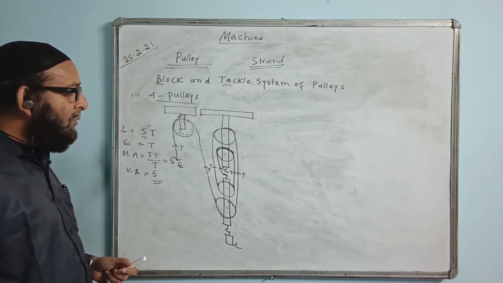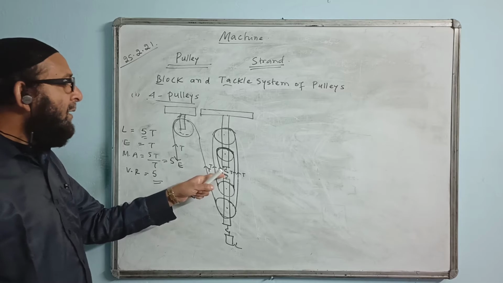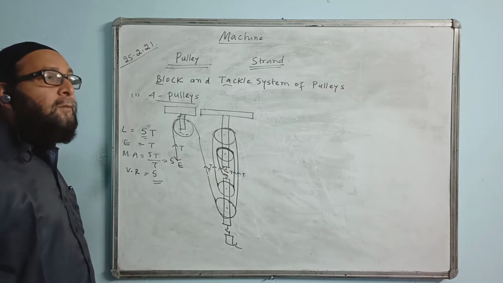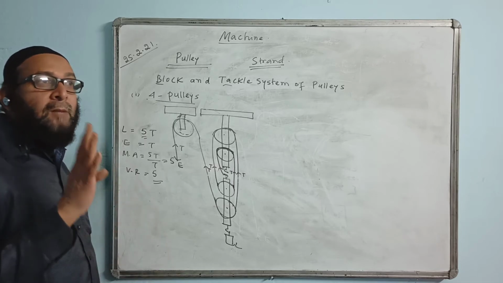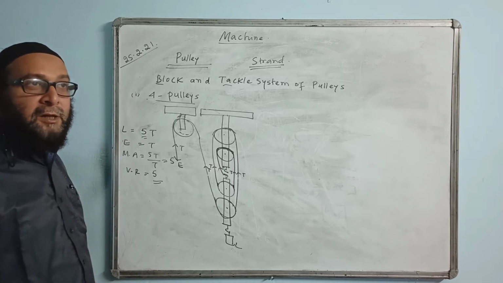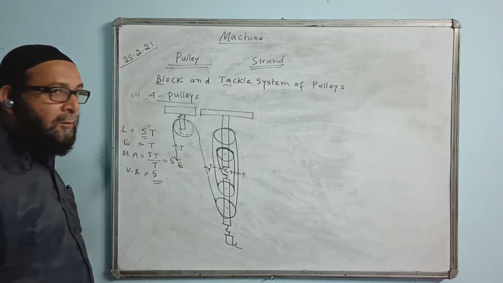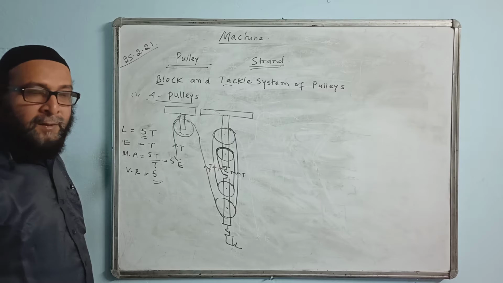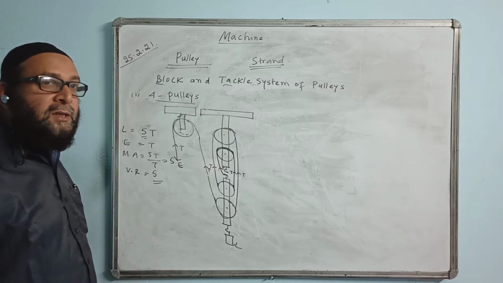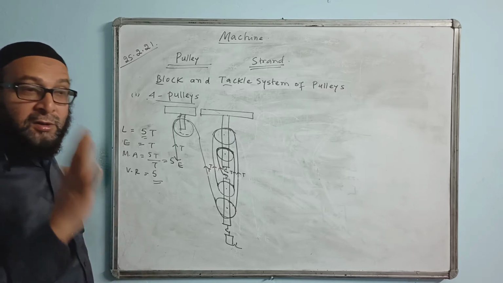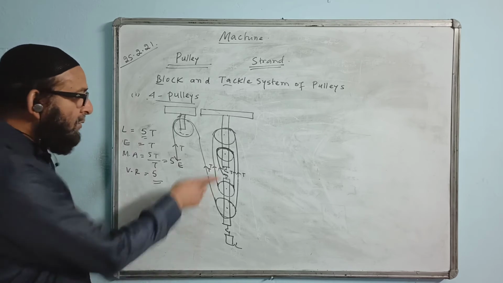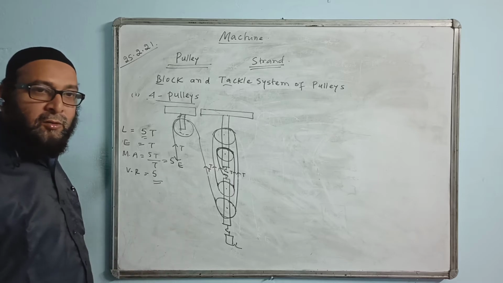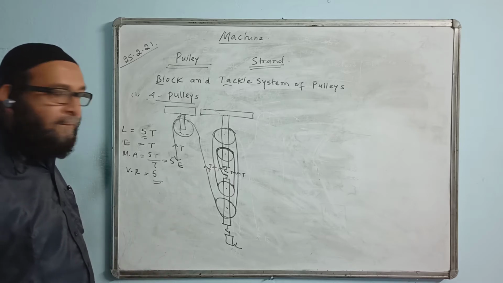Can you change the connection, like instead of starting from the lower row, we start from the upper row? No. The question says draw the system of 4 pulleys so that the effort is in the upward direction. Then you have to do it this way. If we start from the lower row, the effort will come in the downward direction. And if the question says draw a system of 4 pulleys so that the velocity ratio is 5, which one do you draw? You have to start from the lower row, then the velocity ratio becomes 5. You can't change it. You are not allowed to change it. Understand?